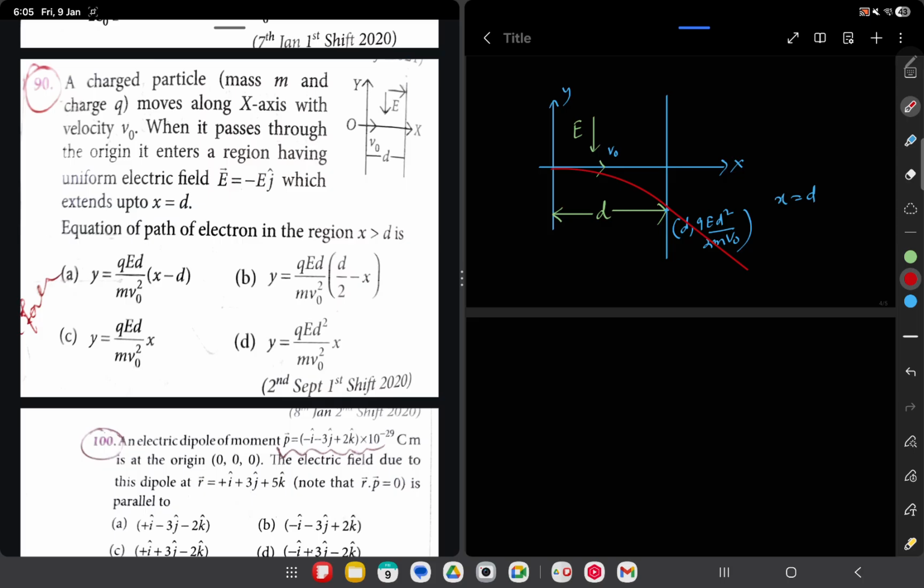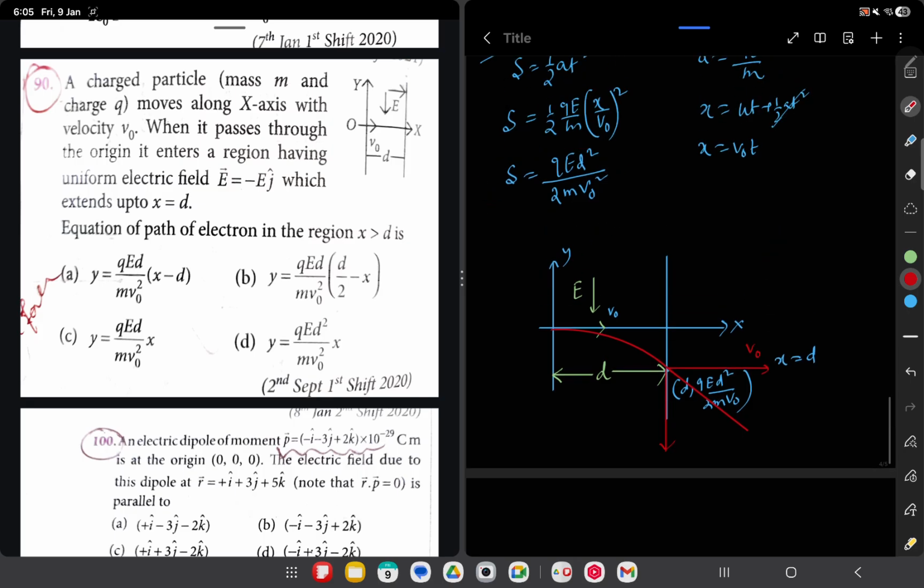As the motion will be a straight line, the horizontal velocity should remain the same, but the vertical velocity now will become, as you got the distance, how much? v square is equal to u square plus 2as. There is no u in the vertical direction. a is qE by m, and s is qE d square by 2m v naught square, so the 2 gets cancelled out, and v will be qE by m into d by v naught.